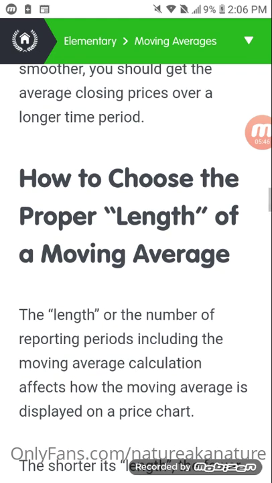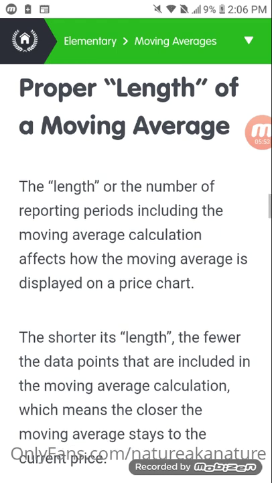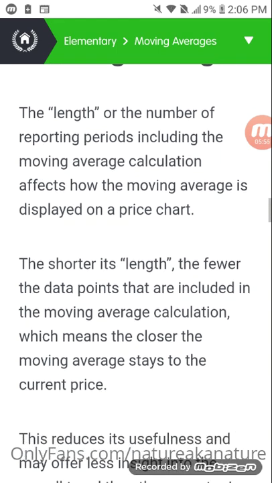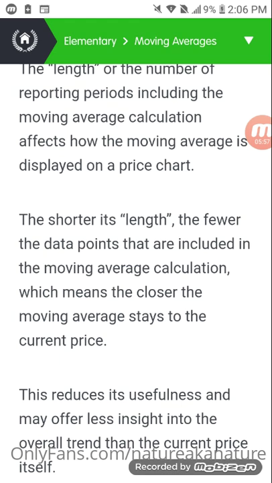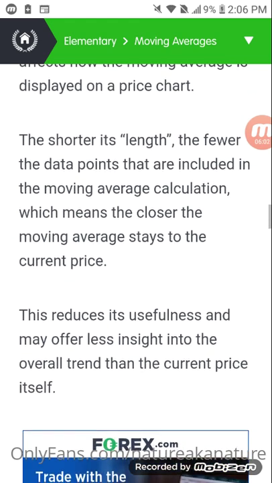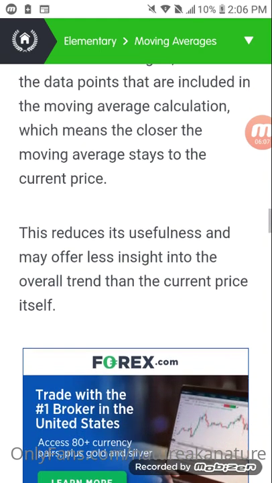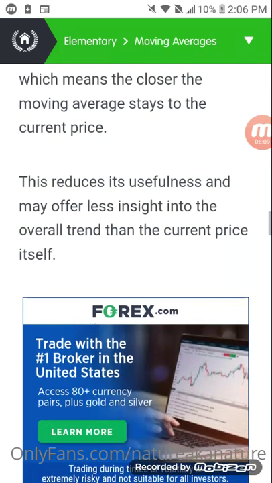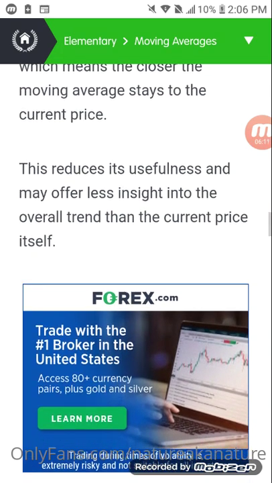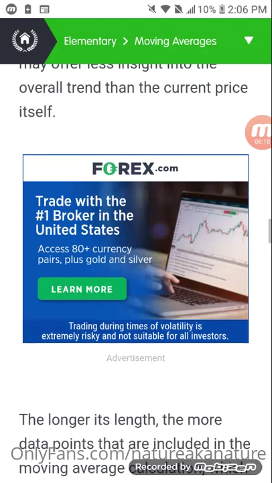So how do you properly change or adjust your moving average? The length, or number of reporting periods, of the moving average calculation affects how the moving average is displayed on the price chart. The shorter the length, the fewer the price data points that are included in the moving average calculation, which means the closer the moving average stays to the current, actual price. This reduces its usefulness and may offer less insight into the overall trend of the price itself.